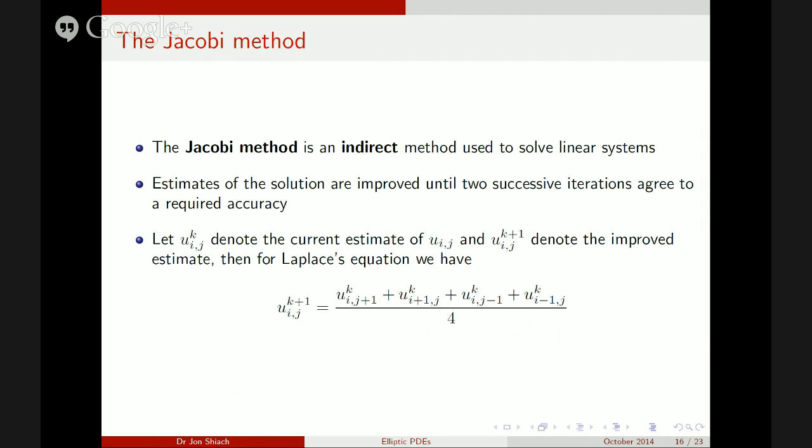So all we do for Jacobi's method is we take our finite difference scheme, and we calculate the value of u_ij for the next iteration, or for the improved estimate, as simply our scheme using the current values. So it's very straightforward. We've hardly done anything to our scheme, and that will give us our next solution. So let's step through the example.